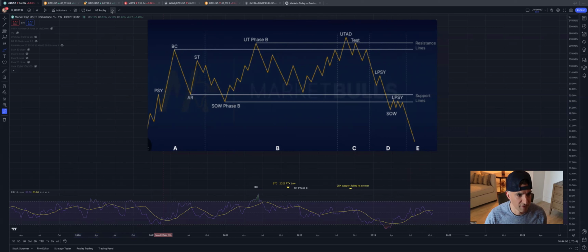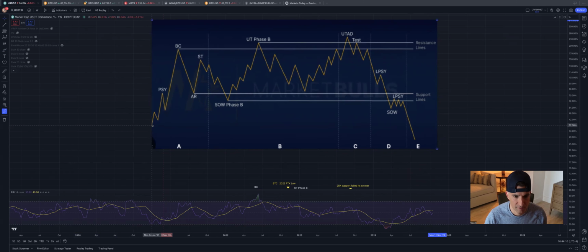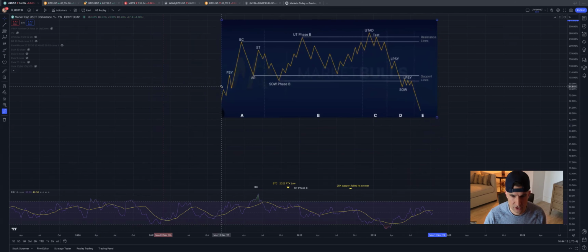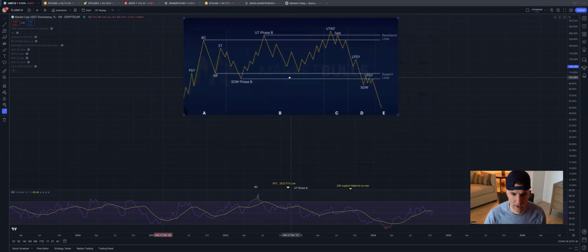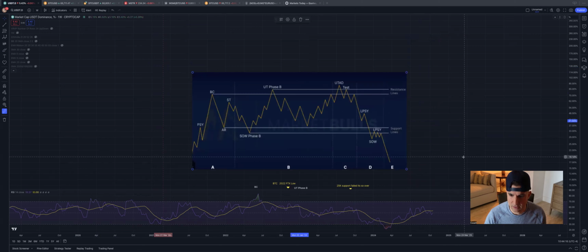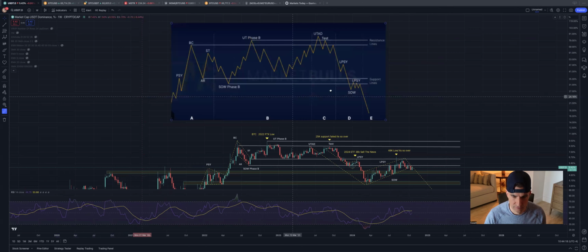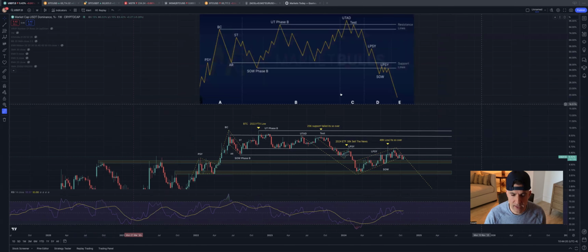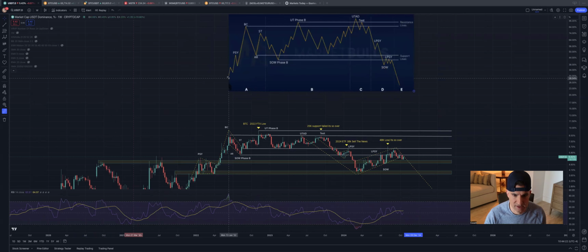Okay, so I defined what, in essence, that terminology means and how it should relate to the crypto ecosystem. Now let's pull up the actual chart. And let me minimize this a little bit.